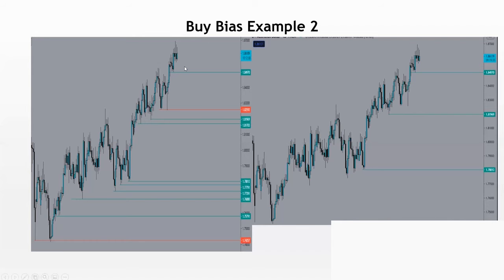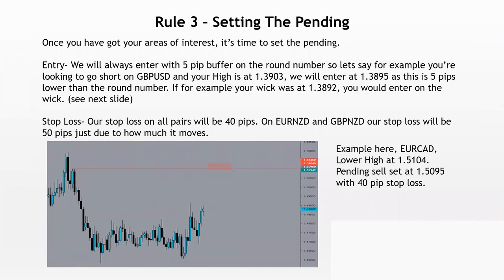Perfect. So what we'll do now, we will go on to rule 3, which is setting the pending trade. Once you've got your area of interest, so for example, in this example here, we have a lower high within the market, which lined up with the round number. In regards to entry, guys, we will always enter with a 5 pip buffer on the round number.